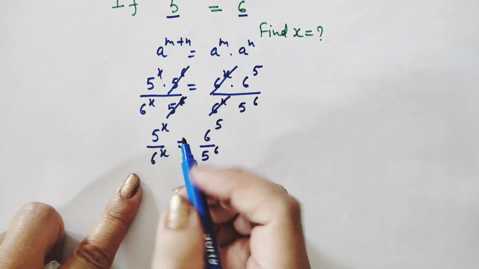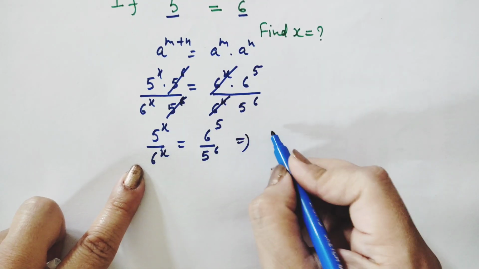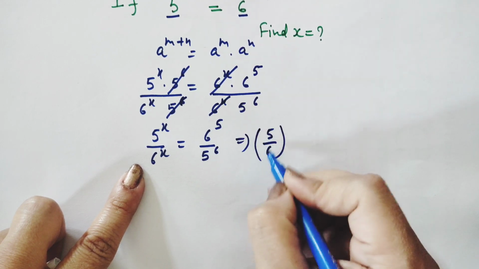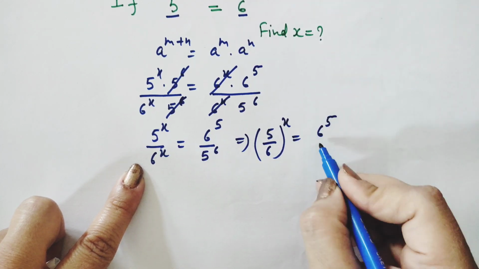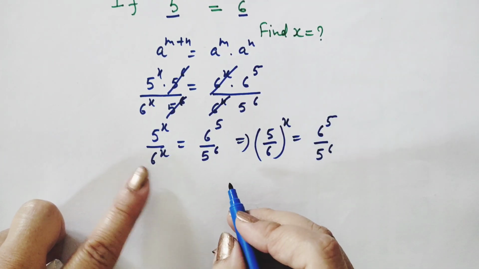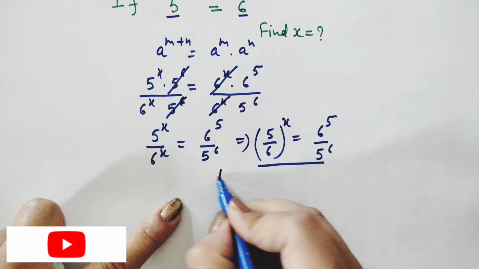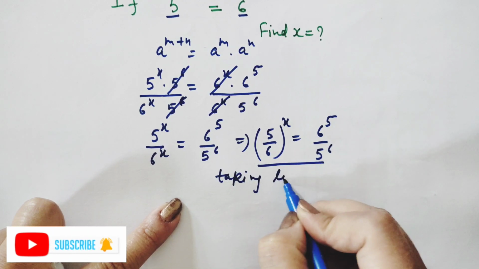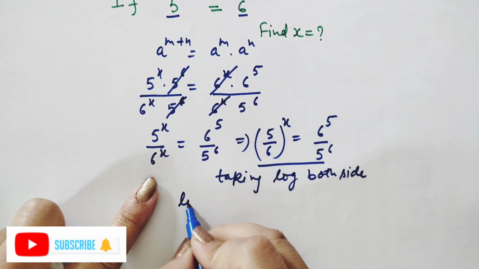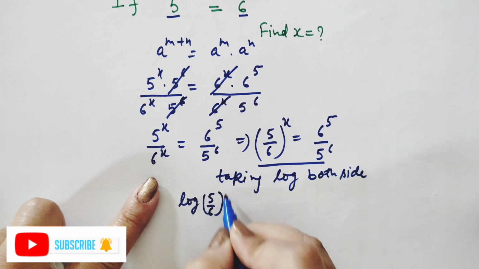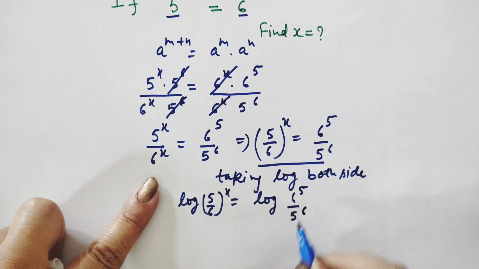Now you can see here the power x and x are both the same on the left hand side. So can we write this as 5 upon 6? We will write 5 upon 6 whole power x equals 6 raised to the power 5 upon 5 raised to the power 6. Okay, now after this we will take log on both sides. Taking log both sides, it will be log of 5 by 6 power x equals log of 6 power 5 upon 5 power 6.